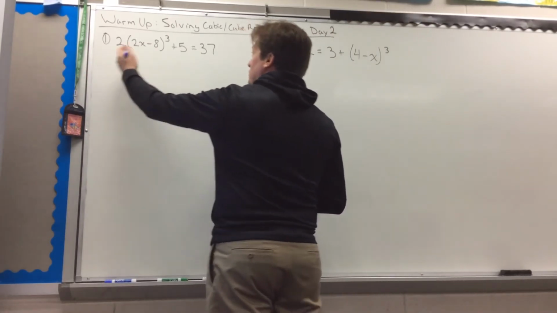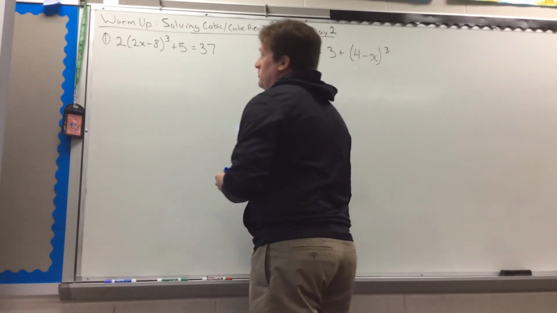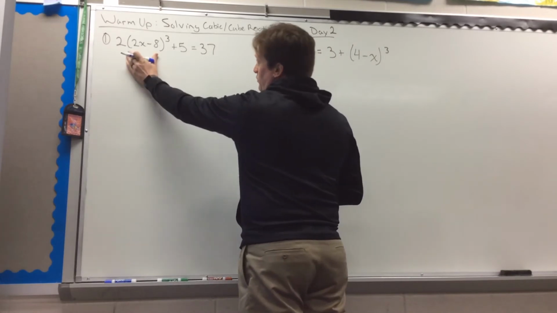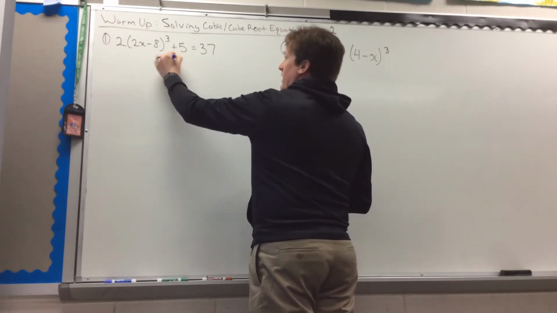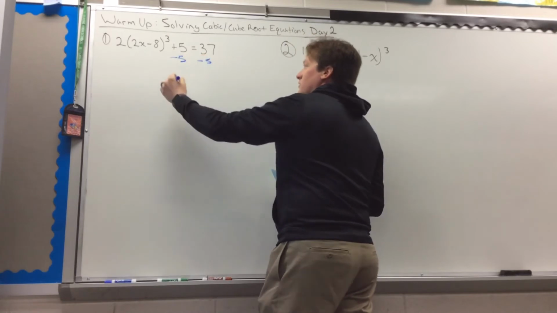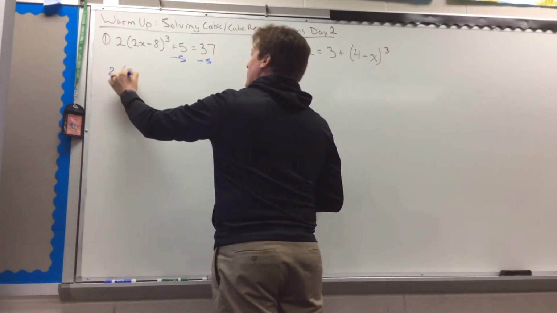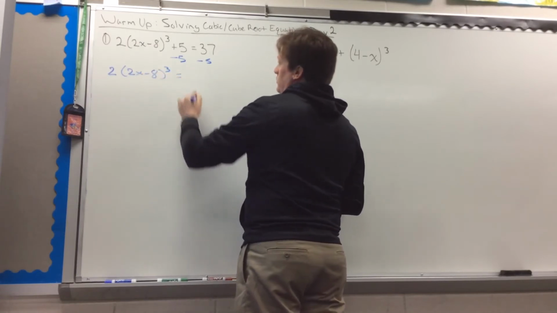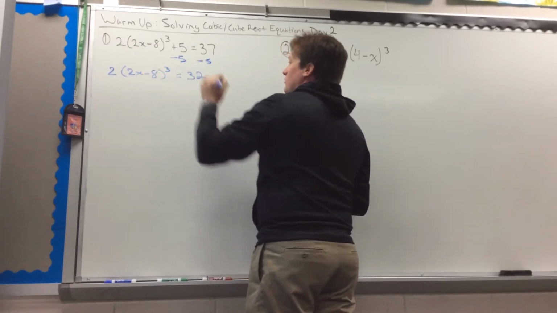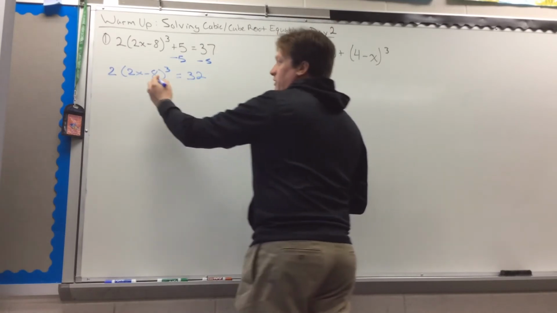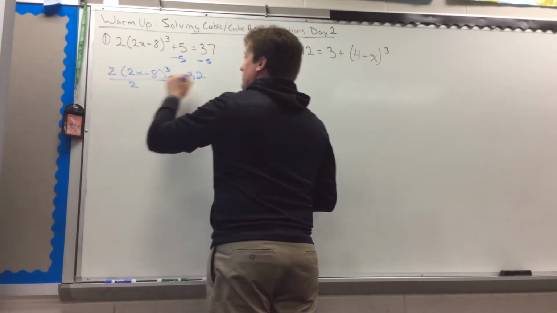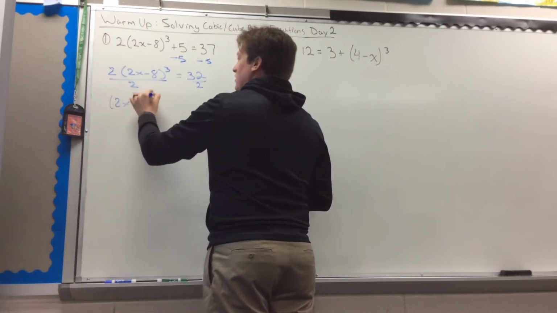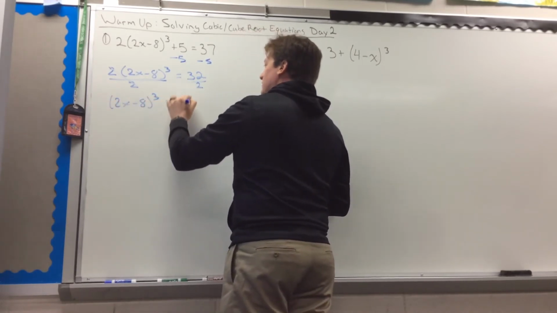So this first question, 2 times (2x minus 8) cubed plus 5 is equal to 37. You're going to solve it like we do everything. We're trying to get the parenthesis by itself. So we're going to subtract 5 on both sides. When we subtract 5 on both sides, we get 2 times (2x minus 8) to the third power is equal to 32. From here, you take the 2 and you divide on both sides. So that cancels there, and you're left with (2x minus 8) to the third power is equal to 16.